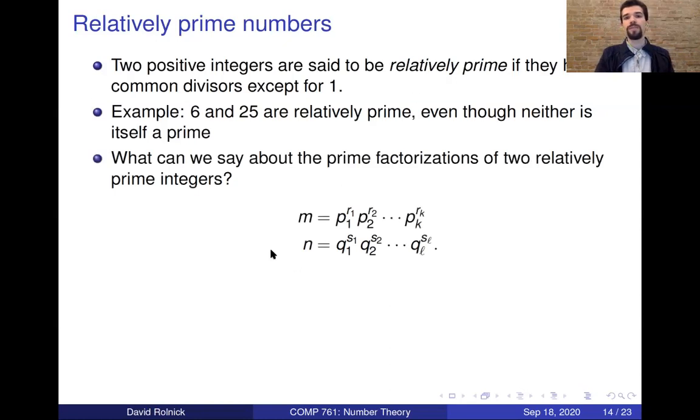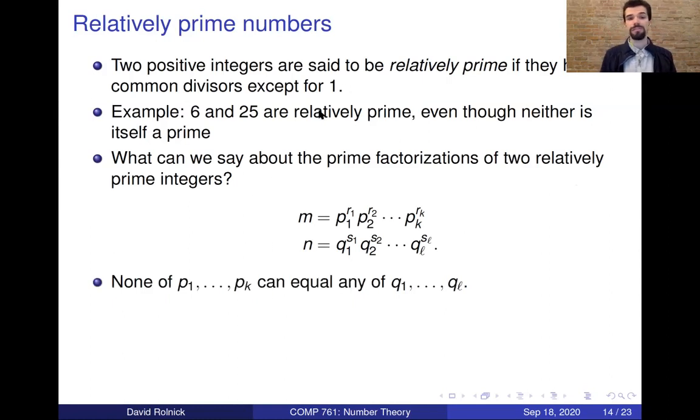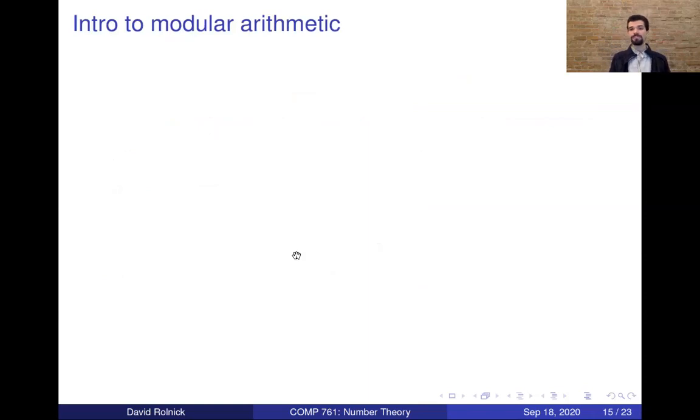What can we say about the prime factorizations of two relatively prime integers, m and n? Suppose m and n are relatively prime. Yep, the primes are going to be completely different. None of the p's can equal any of the q's. It's just equivalent to them being relatively prime.